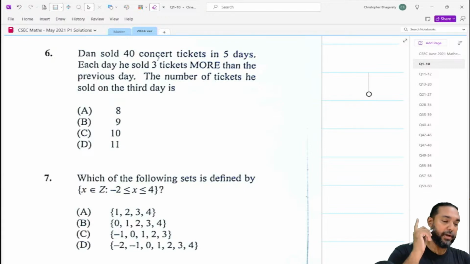So check this. Every day for 5 days, Dan sold tickets. In total, he sold 40 tickets. But they're telling you here, each day he sold 3 tickets more than the previous day. The number of tickets he sold on the 3rd day.